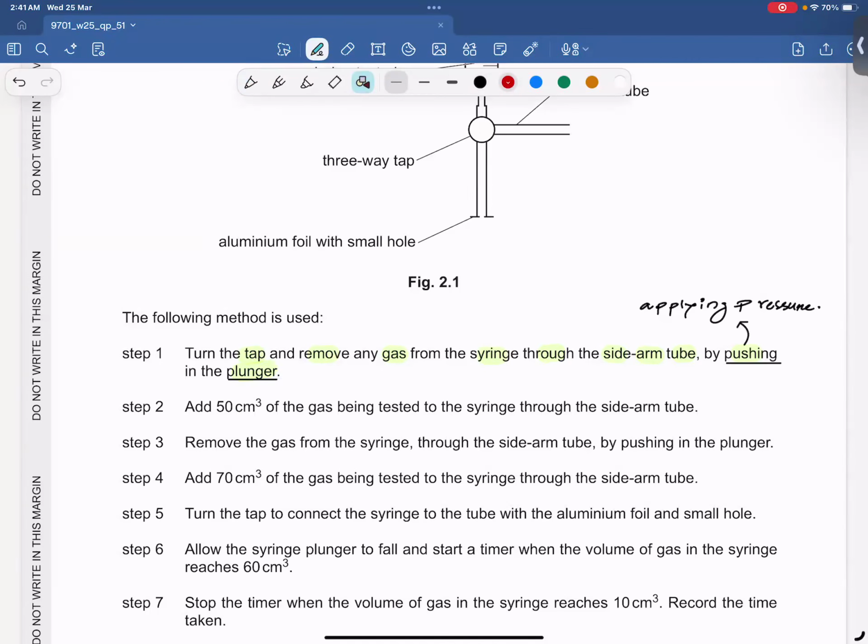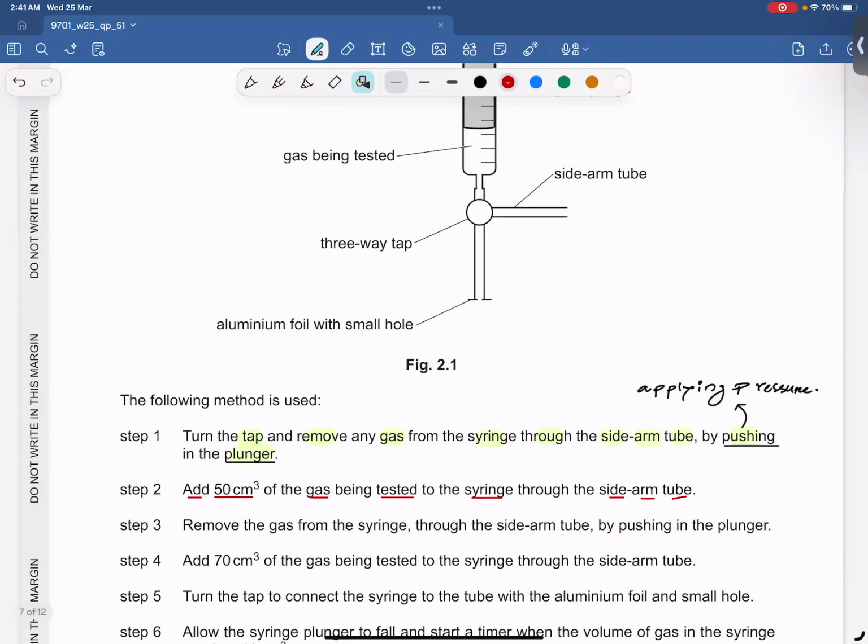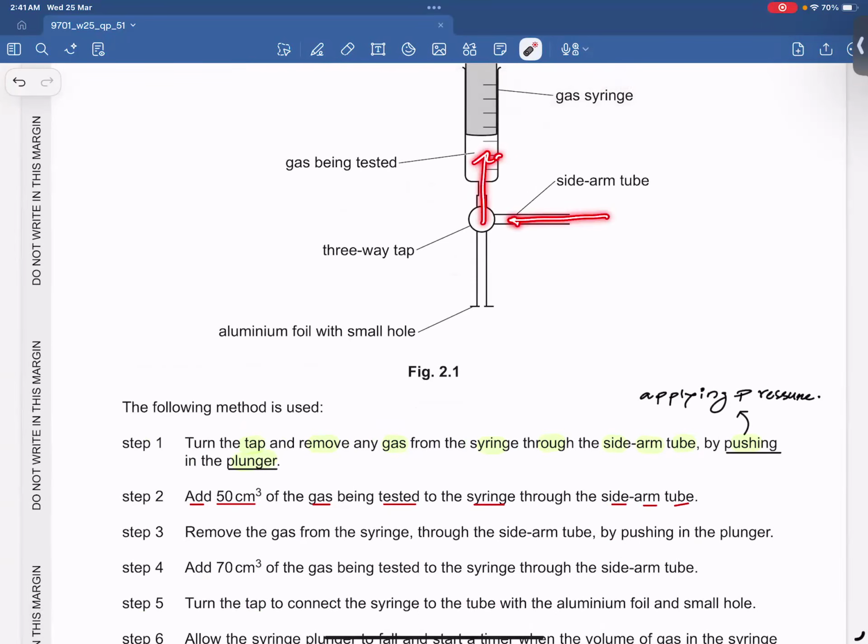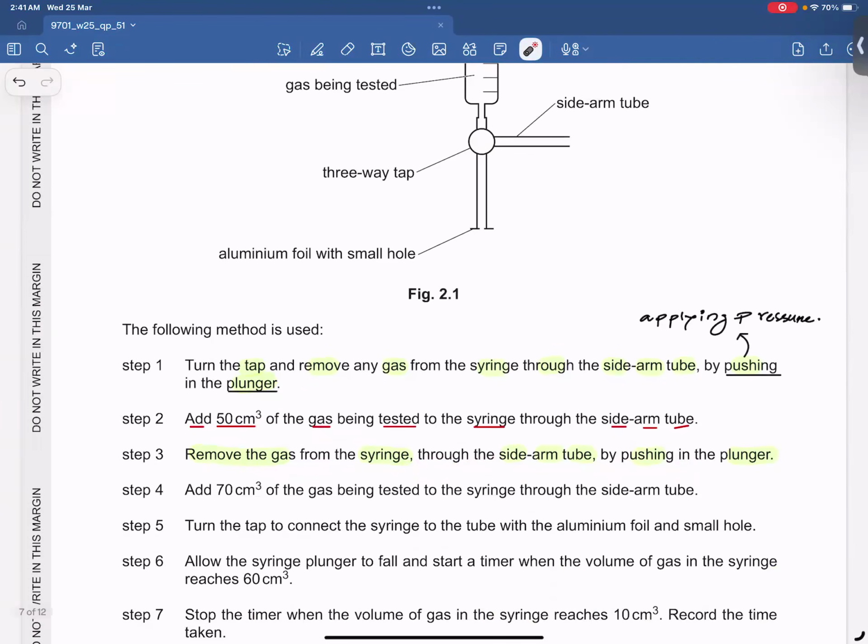Then add 50 cm cube of the gas being tested to the syringe through the side arm tube, okay? So you added 50 cm cube of gas from the side arm into the syringe, and then remove the gas from the syringe through the side arm tube by pushing the plunger again. What is this behavior, examiner? First you introduced 50 cm cube, then you removed that gas. Okay, and then add 70 cm cube of gas being tested to the syringe through the side arm tube.